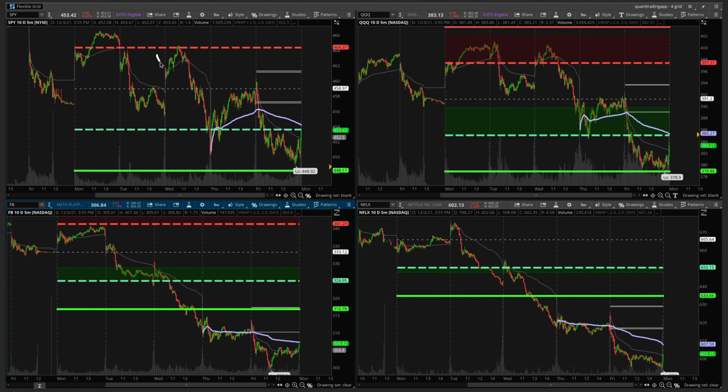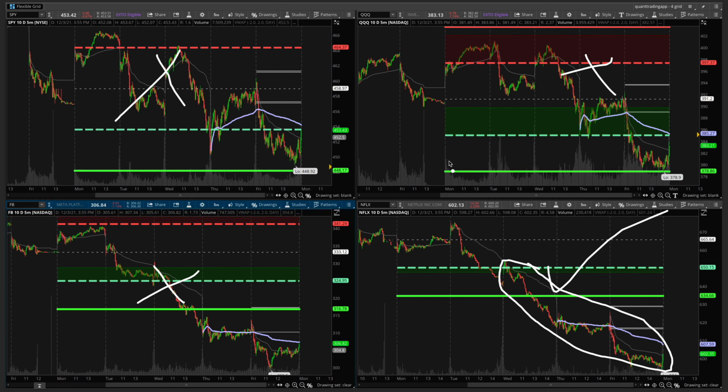Now let's just say the SPY did not do this, the Qs did not do this, and Facebook ended up also being a loss, but we ended up being right on Netflix. A win like this will actually offset your losses from these 3 if you know how to manage your positions accordingly, as well as honor your stop losses.